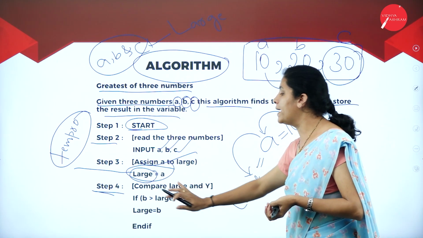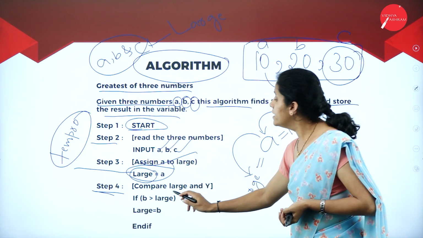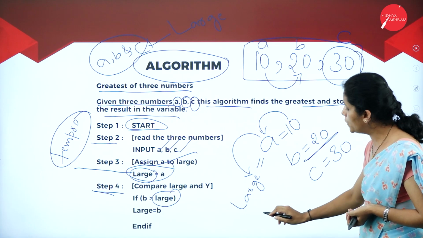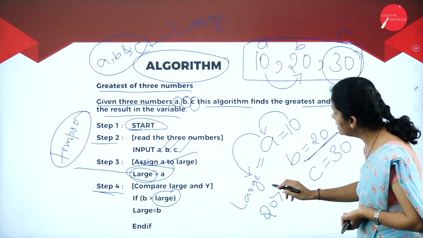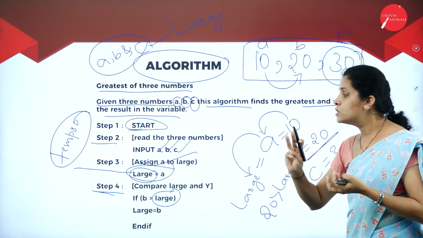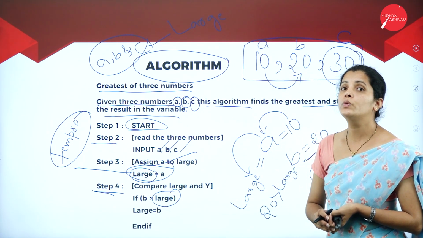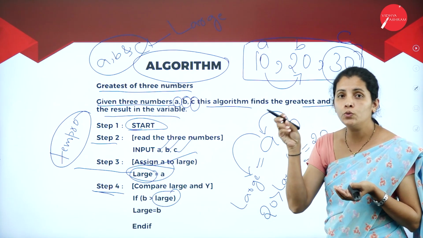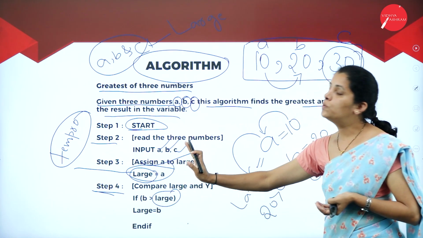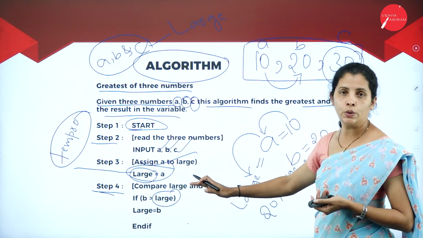Now I'm going to compare my B value with A. Here A is nothing but large. So what is my B value here? That is 20. Is 20 greater than large? If it is true, then swap the value. That means large equal to B. That means I'm going to assign large equal to B. What is the value of B here? It is 20. When I assign B to large, what is the value of large here? That is nothing but 20.